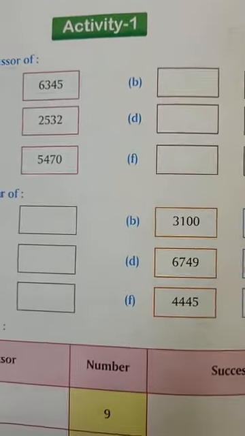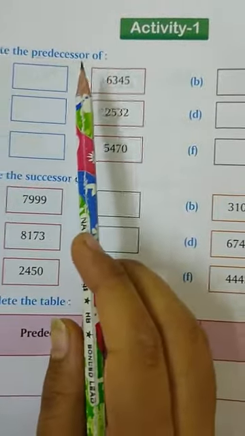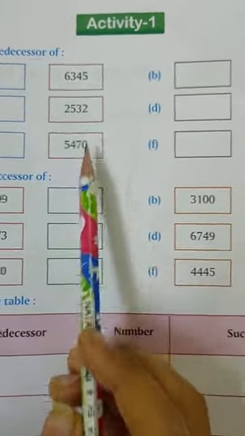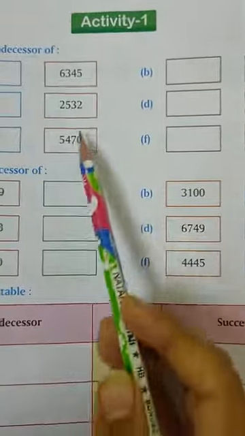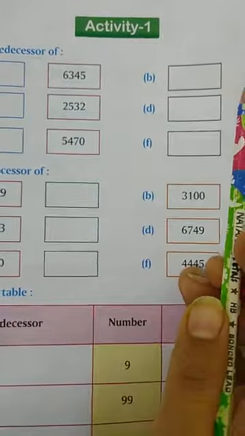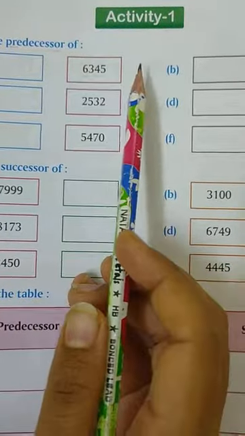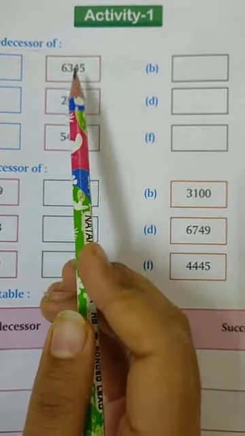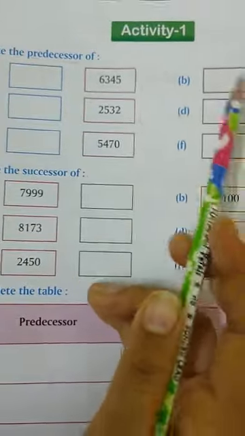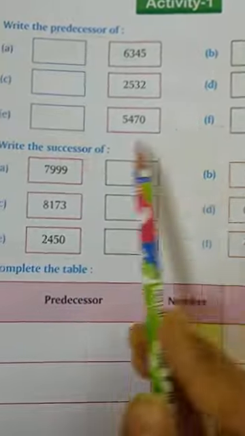Now here is activity 1 for you. We have to write the predecessor of given numbers. These are numbers, you have to just write the predecessor of these numbers. As we have learned how to find the predecessor of a number, just subtracting 1 from the given number, so this you can easily solve. Try to do this on your own.